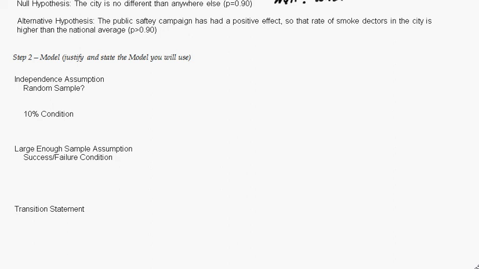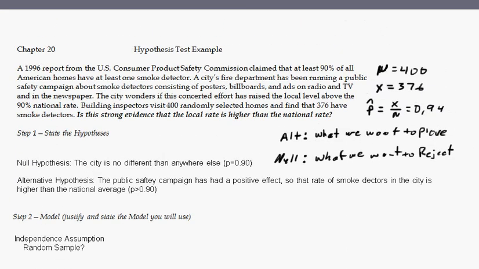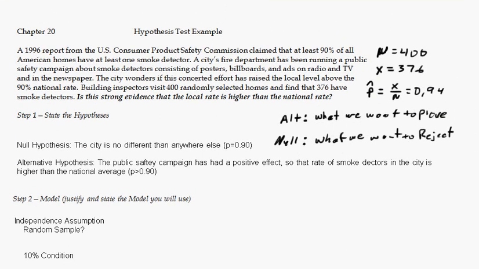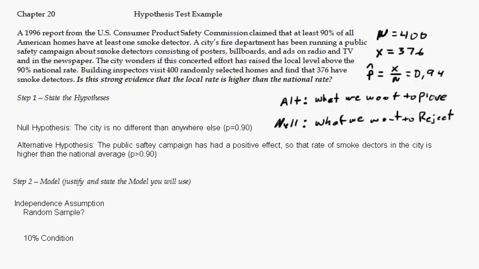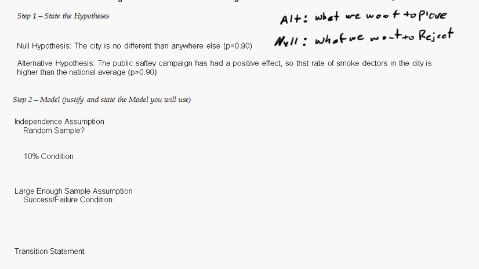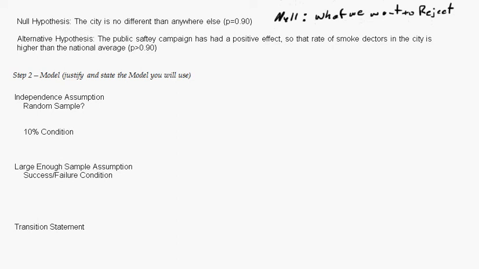Okay, we're back for step 2 of this problem involving smoke detectors in the city. So we have our hypotheses statements, but now what we want to do is check the conditions to ensure that it's okay to use the normal model. So I've kind of put the conditions out here.